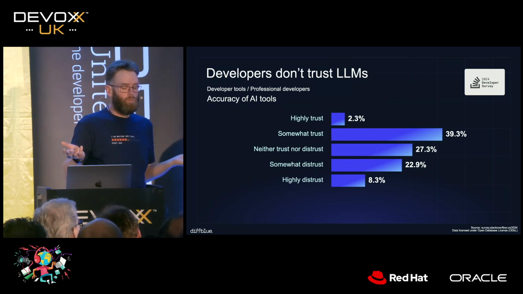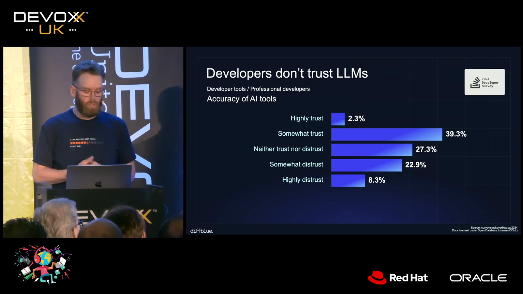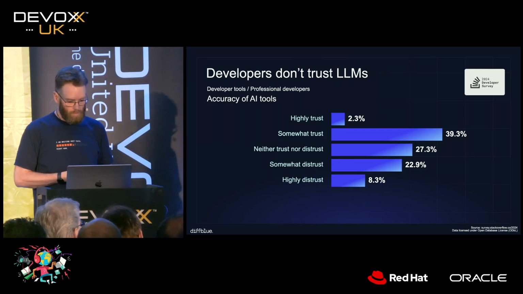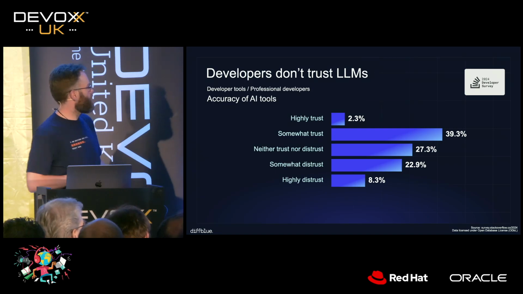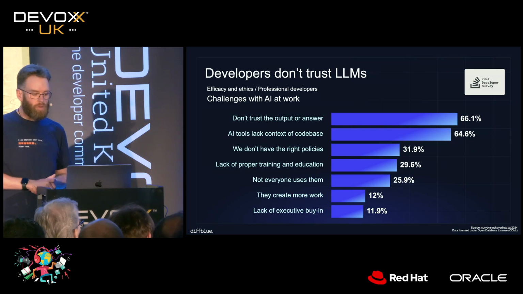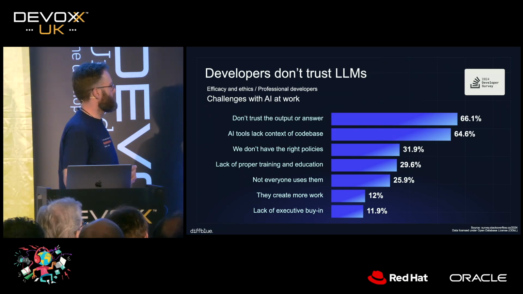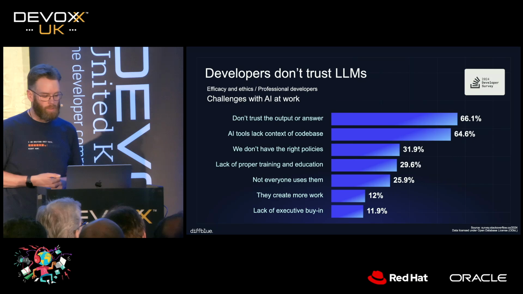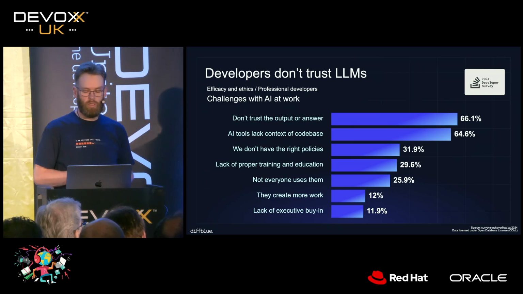What's going wrong here? Why do people not trust the results? Yes, this is about the accuracy. So then you start to look at where this is going wrong. Why do people not want to trust the AI tooling at work? Two thirds say they don't trust the output of the answer.